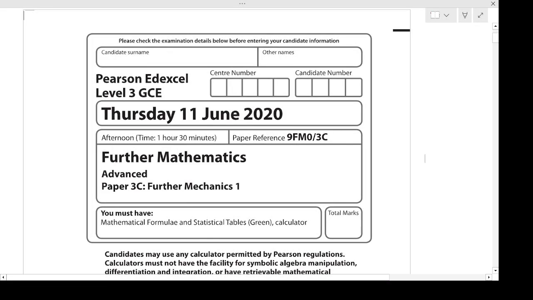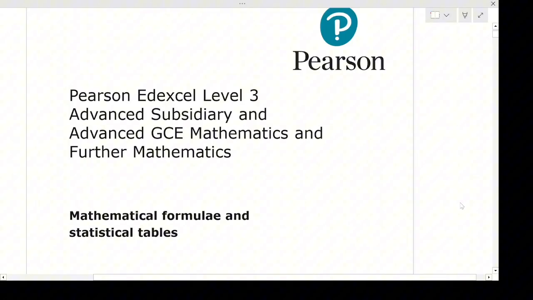Hello, and in this video we're going to be looking at the 2020 paper for Further Mechanics 1, the full A level, okay? And first of all, I want to look at the formula book to give some guidance about how you can use it, what will be relevant to tackle these sort of papers. So what parts of the booklet are going to be useful to us for Further Mechanics 1?